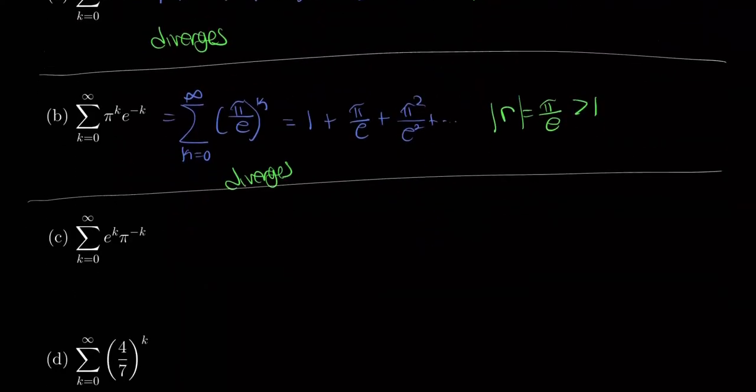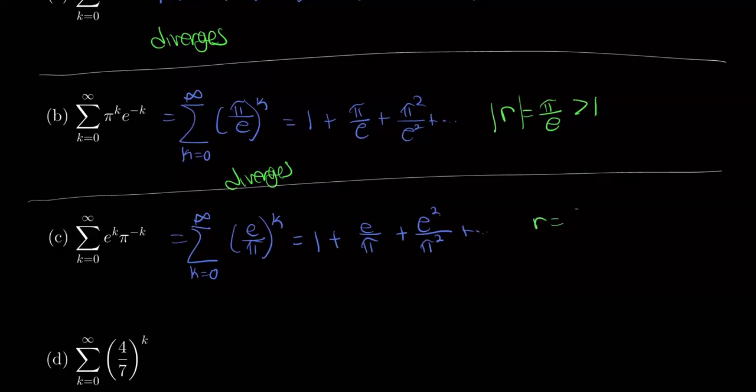Fantastic. Let's go again. What about the sum from k equals 0 to infinity of e over pi to the k? Start plugging in some numbers, and I got 1 plus e over pi plus e squared over pi squared, etc. In this case, my r, which is the number that's being raised to the power of k, is e over pi. You can type that into your calculator if you'd like, but it is definitely less than 1. And that means it converges.